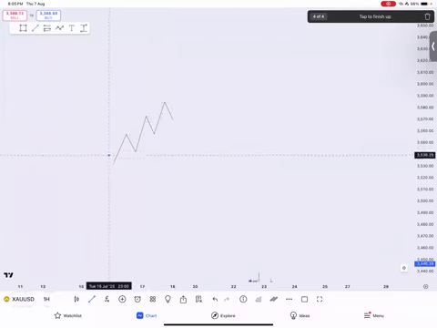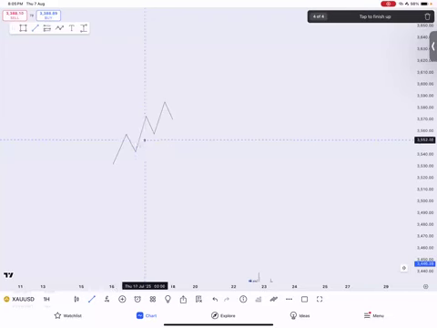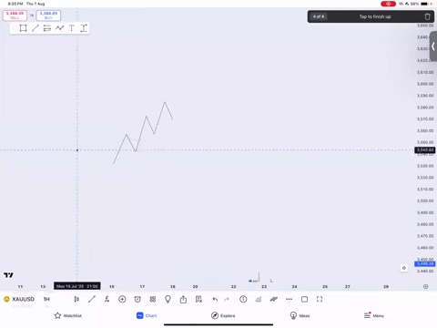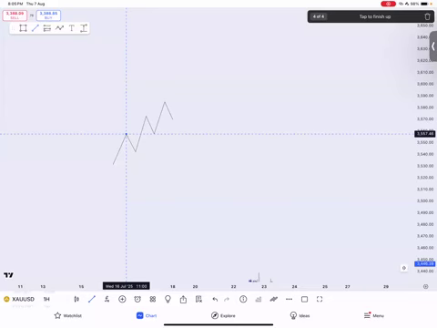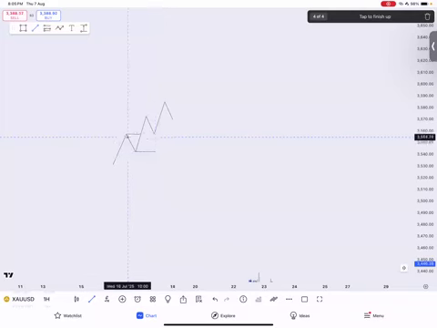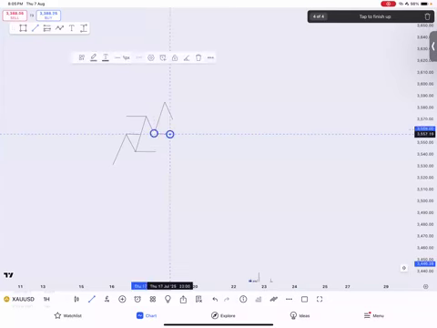An uptrend is made up of a series of what? Higher highs and higher lows. It means that every high that comes out will be what? Higher than the previous one. We have this high. The moment that price makes a higher low, the next high that will come out should supersede the previous high, which is this. And the next low that comes out should still be higher than where the last low was.